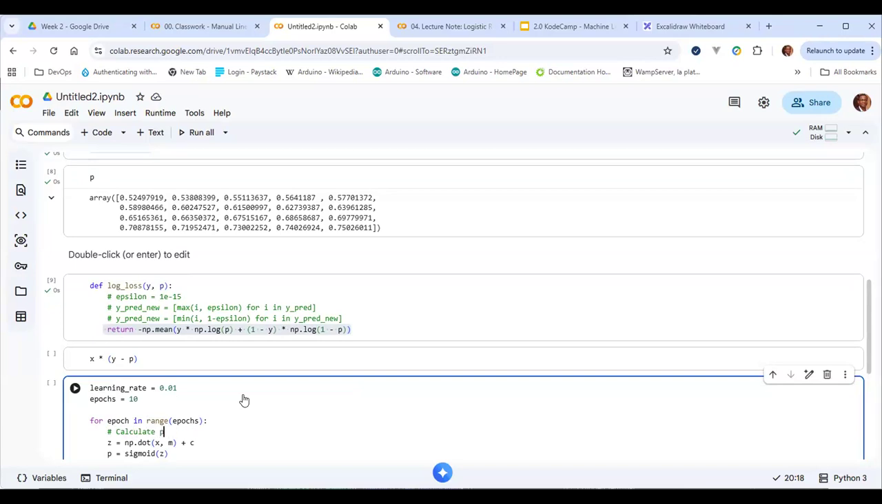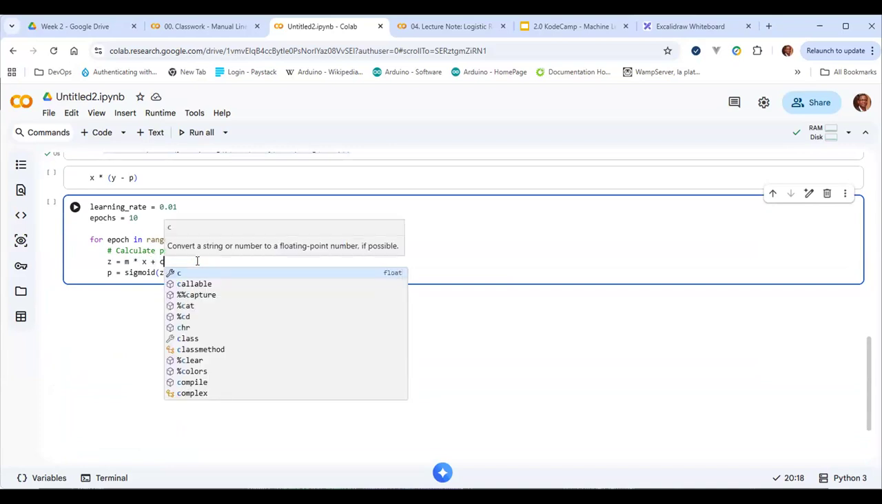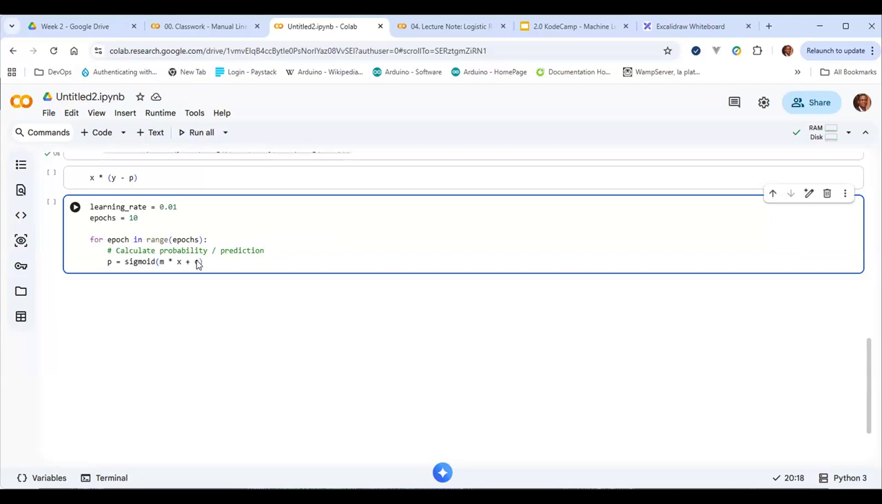Calculate the probability or prediction, which is np.dot(X, m). Well, I'm not going to do this because I'm just doing a simple thing. So it's going to just be m times X plus c for a simple linear regression, but logistic, right? So m times X plus c. Okay, that gives us Z. We put the Z in the sigmoid, so I could have just put the mX plus c in here directly. Okay, that gives us the prediction.